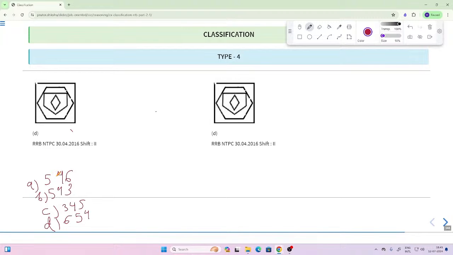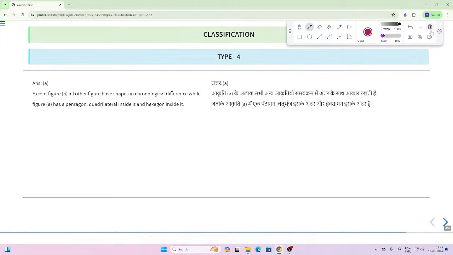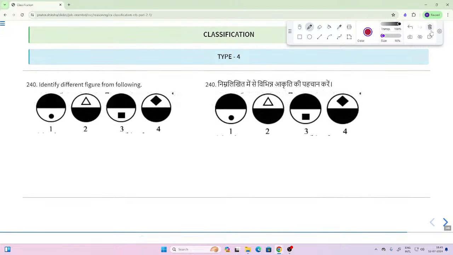So here we can see that except in figure A, we have a consistent difference. So we have minus 1, minus 1, plus 1, plus 1, minus 1, minus 1. Here we have a minus 1, then suddenly a plus 2. So except for A, all others follow a set pattern. Hence, it's the only one which does not have a proper consistent difference. So A is the odd one out. Except figure A, all other shapes follow a consistent difference, while A has pentagon, quadrilateral, hexagon. Hence, A is the odd one out.